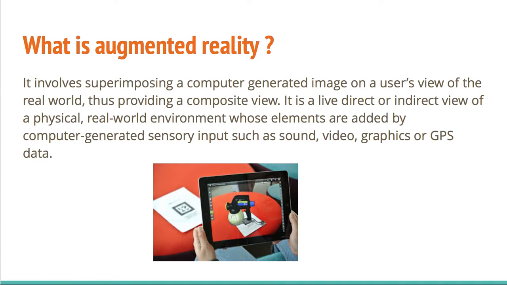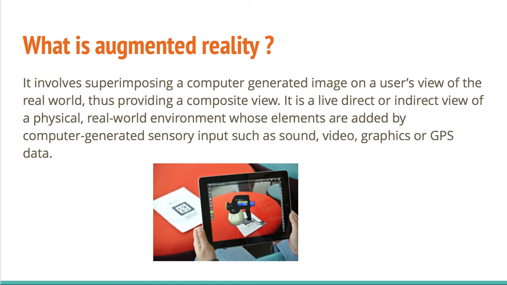So, basically, what is augmented reality? Similar to what we can see in the picture, it basically involves superimposing a computer generated image on a user's view of the real world. Essentially, we're looking at things being added into the real world, things that don't exist.